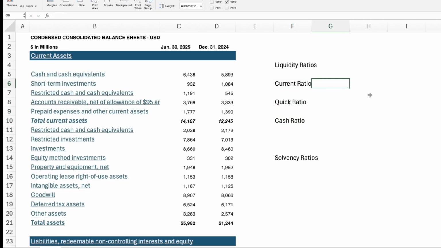These are all ways of understanding how Uber can pay its obligations over the next year. So let's start with the current ratio. Your current ratio is your total current assets divided by your, okay, I'll write it out. It's the total current assets divided by your total current liabilities. And what we're going to do is look at this for this period.